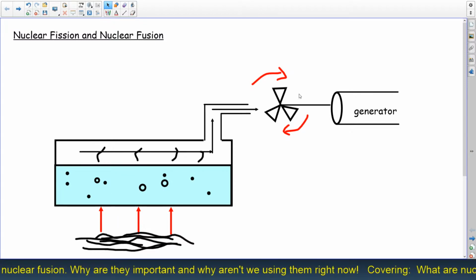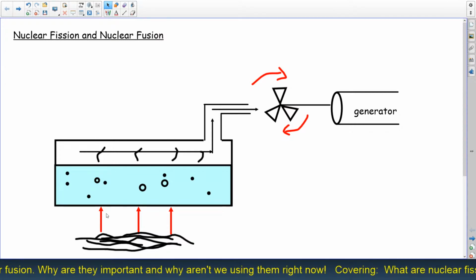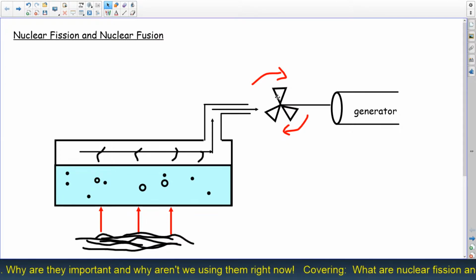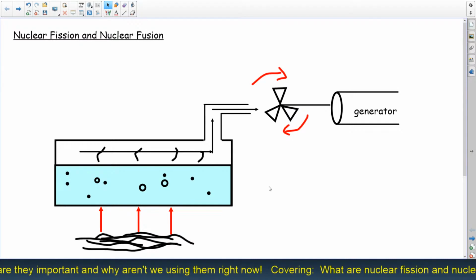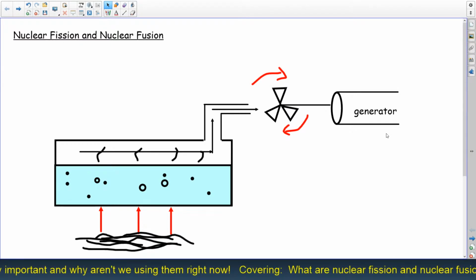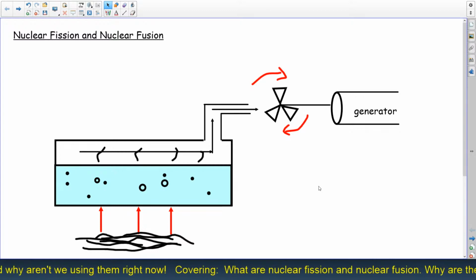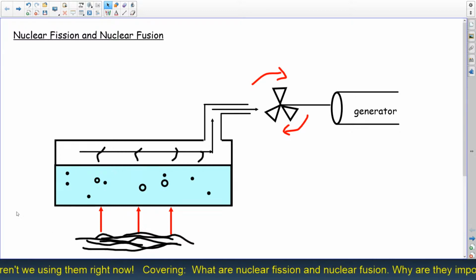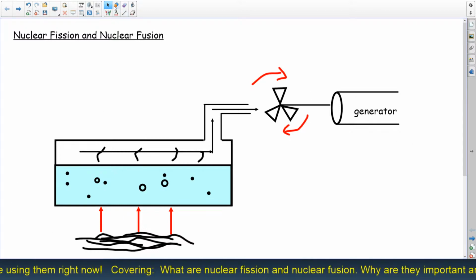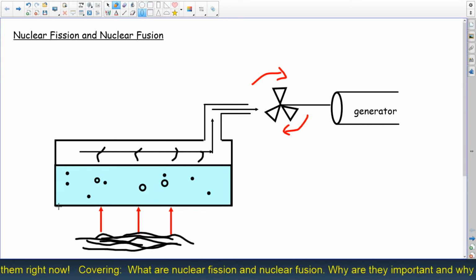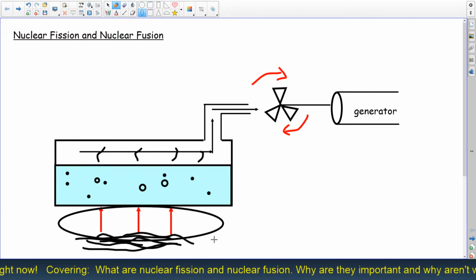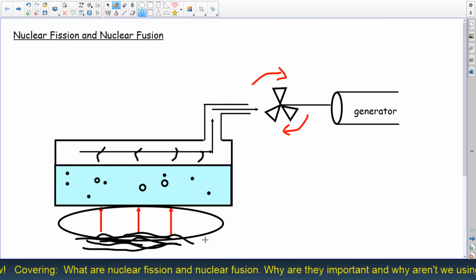Renewables try to avoid this heat part and maybe connect this turbine up on a big mast and let the wind turn it. But broadly speaking it's the same process. And nuclear fission and nuclear fusion aim to run this exact same process, except what we're going to do in nuclear fission and nuclear fusion is find rather novel ways of generating heat.